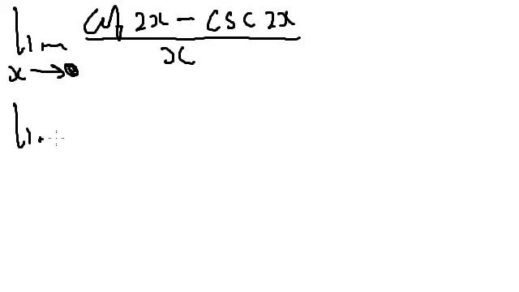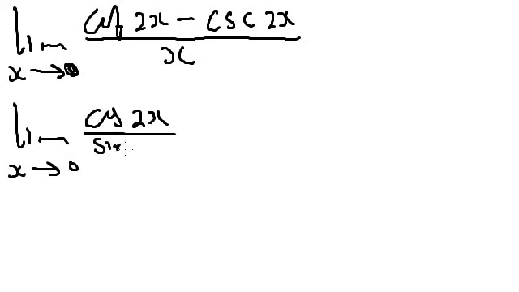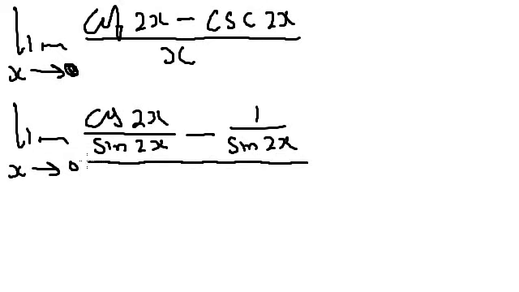So let's see. We have the limit as x approaches 0. We said cot 2x is the ratio of cosine 2x over sine 2x. So that will be cos 2x by sine 2x, minus, we said cosecant 2x is the reciprocal of sine 2x. So that will be 1 by sine 2x. And it's entirely divided by x.